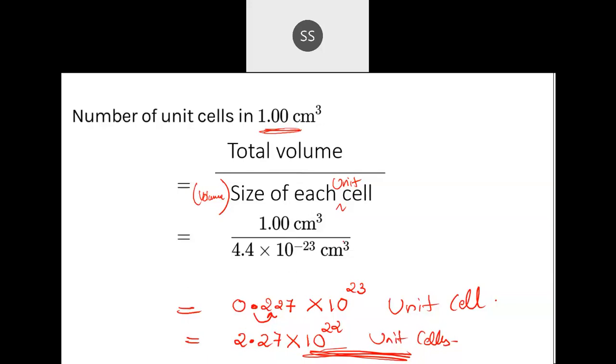Students, there are no units, okay? Because see here, this centimeter cube and this centimeter cube will cancel each other. So your answer should be only this many: 2.27 into 10 to the power 22 unit cells.